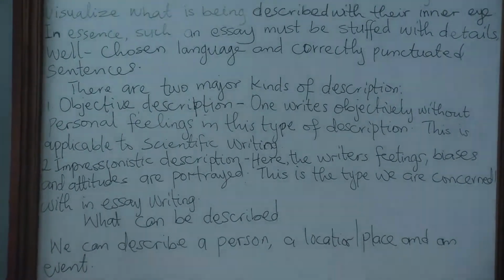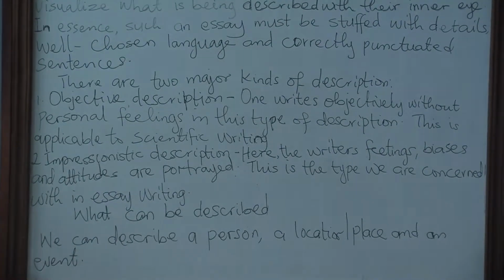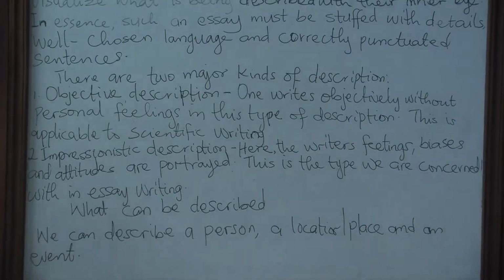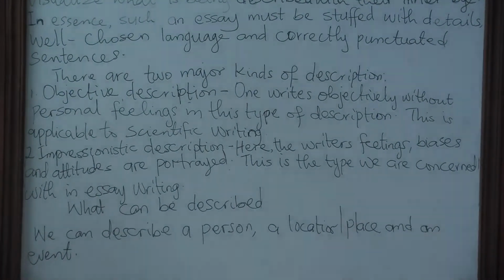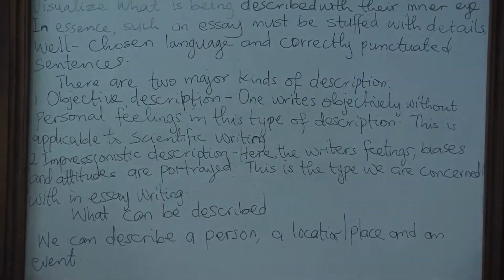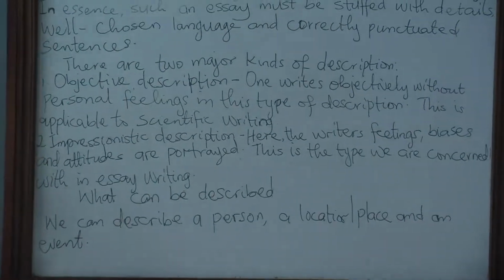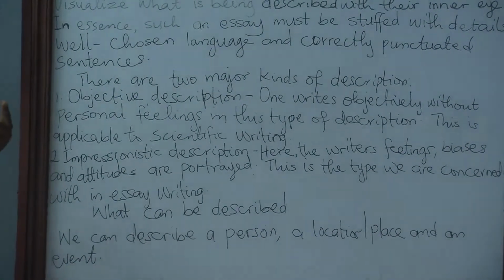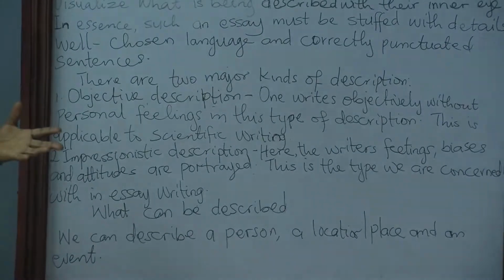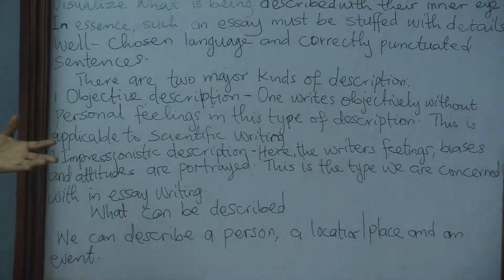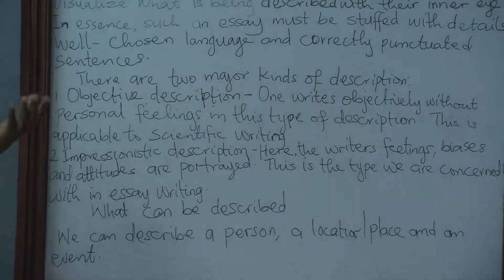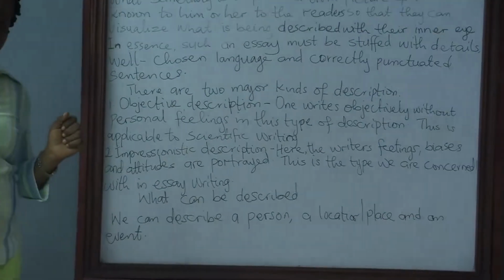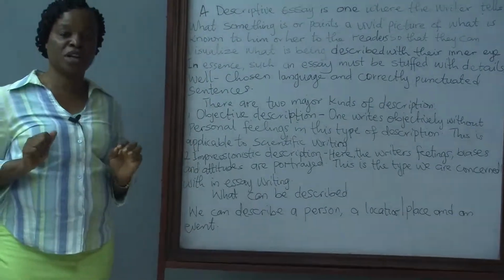What can we describe? We can describe a person. You want to describe somebody, you can describe somebody. Of course, there are a lot of things you'll be doing when you're describing somebody. We might talk about that later as we move on. You can describe a location or place. You love your hometown so much and you want it known, you want to describe it. And you can describe an event. So those are the major things you can describe.